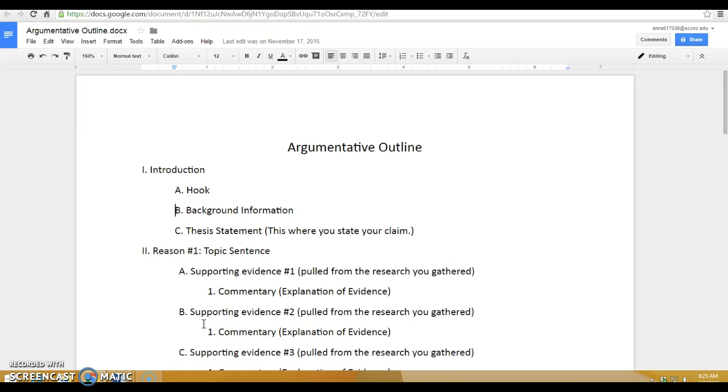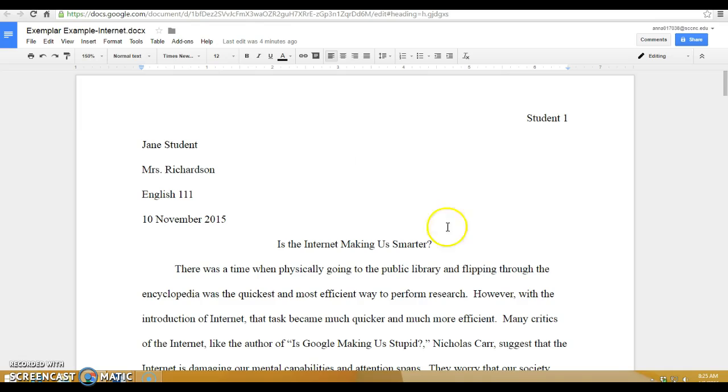Okay, so what I'm going to do is I'm going to have two documents and switch back and forth. I'm going to show you a model paper, and as we look at paragraph 1, I want you to notice the components A, B, and C, the hook, the background information, and the thesis statement. Okay, so here's our model paper. Notice that it's set up in MLA format with the writer's last name and page number and the proper MLA heading up here.